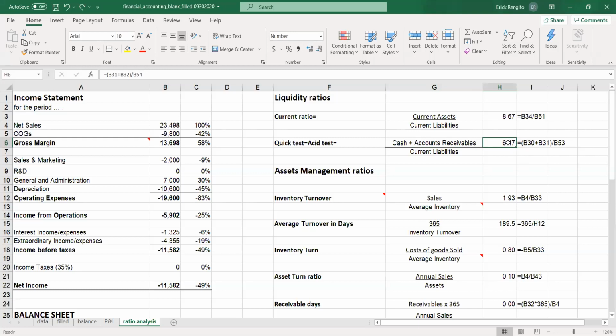The larger this number, the better. So this implies that your cash and accounts receivable cover 6 times your current liabilities. Again, your liquidity is perfect. Based on these 2 ratios, guys, you don't have issues with liquidity. So you are okay there.